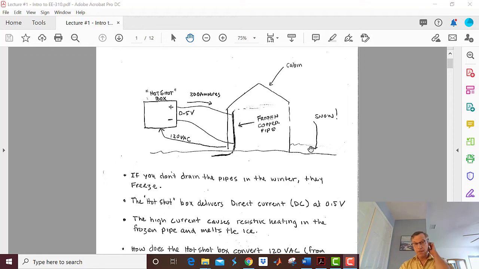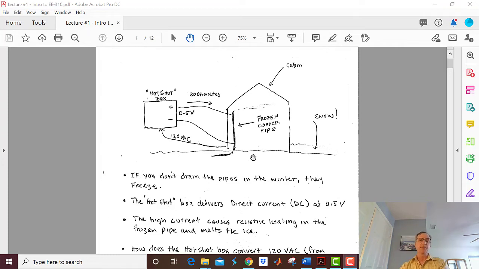So I call the plumber, and the plumber brings out a thing called a hot shot box, and it delivers DC current at only a half a volt. So here's his hot shot box. It's a tool in his toolbox, and he plugs it into 120 volts, and it's got two big cables coming out of it. And the cables have big clips, kind of like the jumper cables that you use for starting a car, but very low voltage, only a half a volt. You could put your tongue across those clips and it wouldn't hurt you.